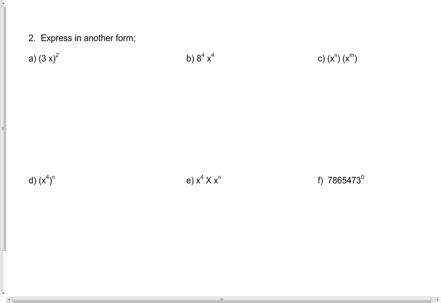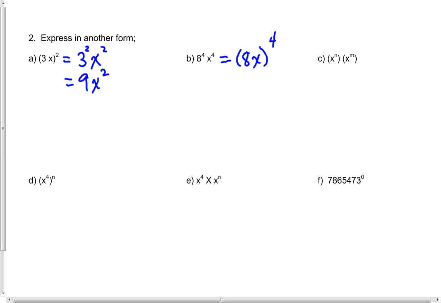3x squared is the same as 3x times 3x, or 3 squared x squared, because that exponent affects everything in the bracket directly in front of it. Simplified would be 9x squared. Going in the other direction, 8 to the 4th times x to the 4th would be the same as 8x all to the power of 4.